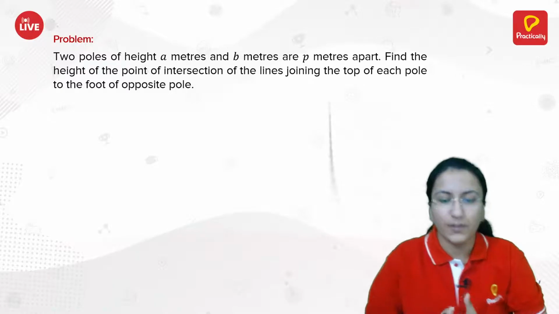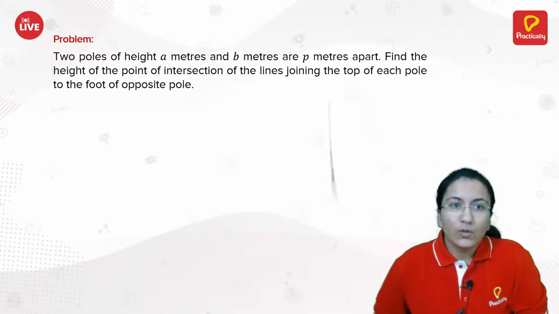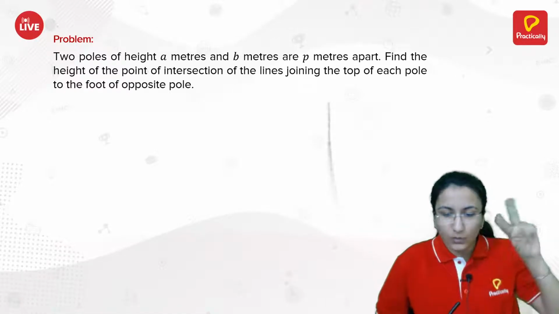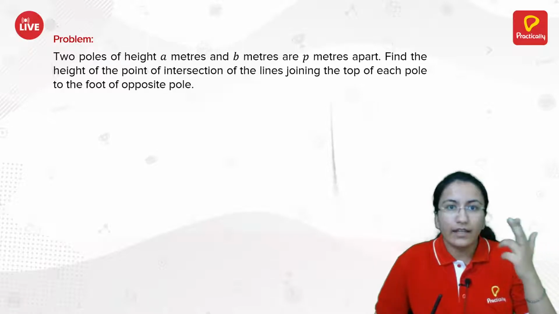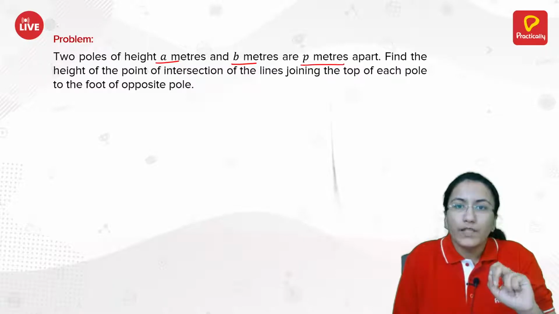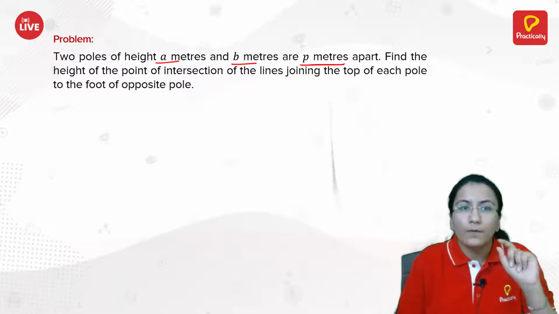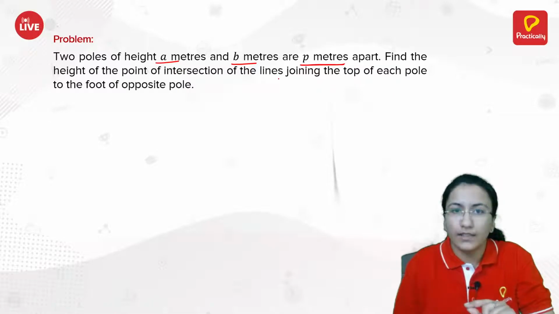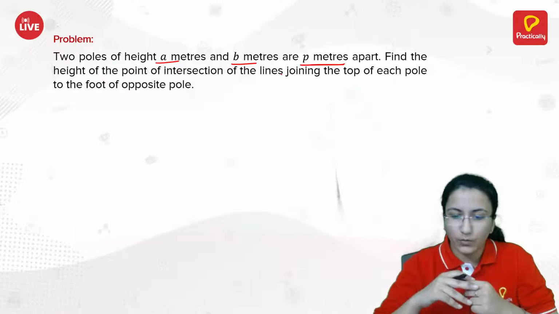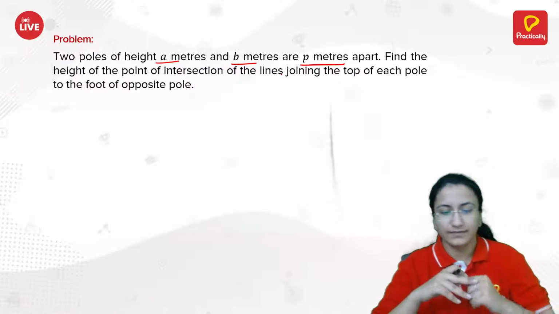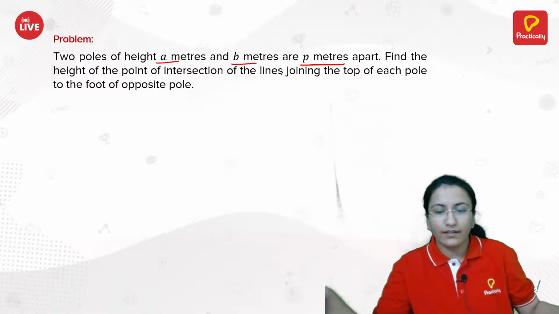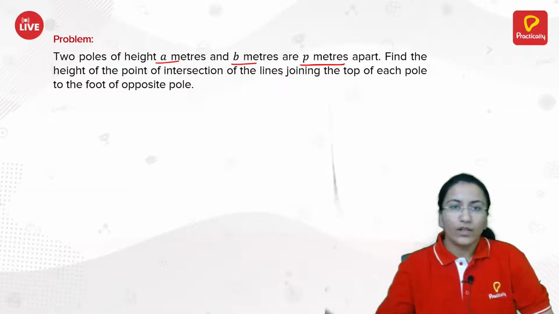Here is the next question for you. Two poles of height A and B meters are P meters apart. Find the height of the point of intersection of the lines joining the top of each pole to the foot of the opposite pole. Are you all getting what exactly the question is demanding?